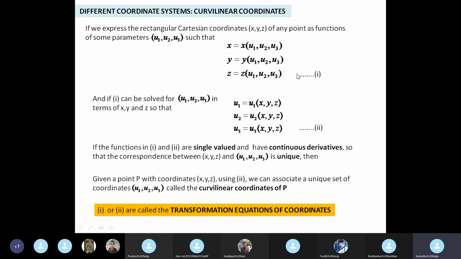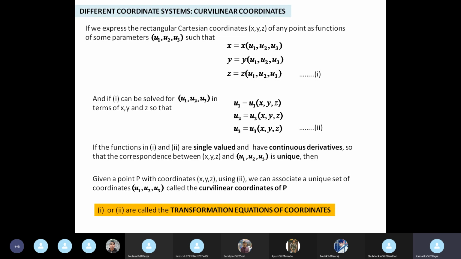You transform from u1, u2, u3 you get x, y, z, or from x, y, z you get u1, u2, u3. So these are called the transformation equations. Now, eventually, when we discuss the different coordinate systems, you will get to understand why we actually require coordinate systems other than the XYZ coordinate system.